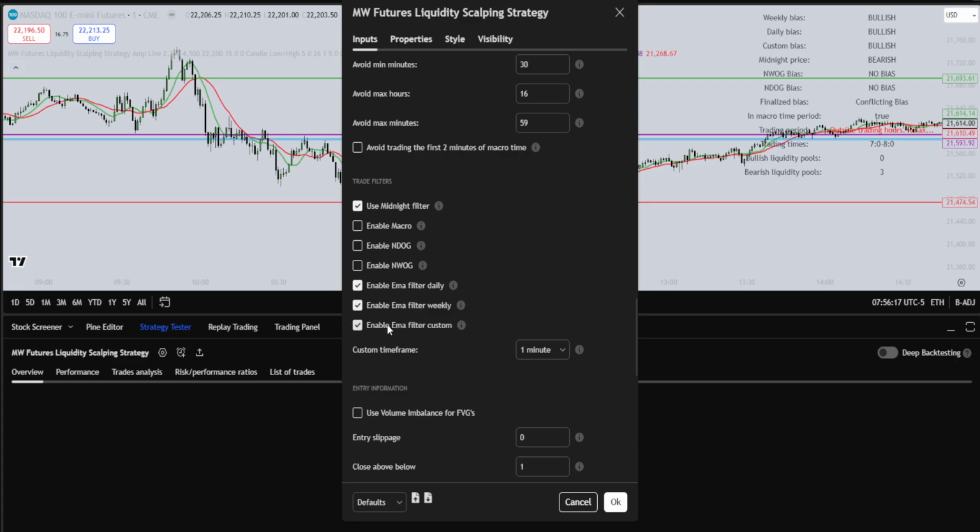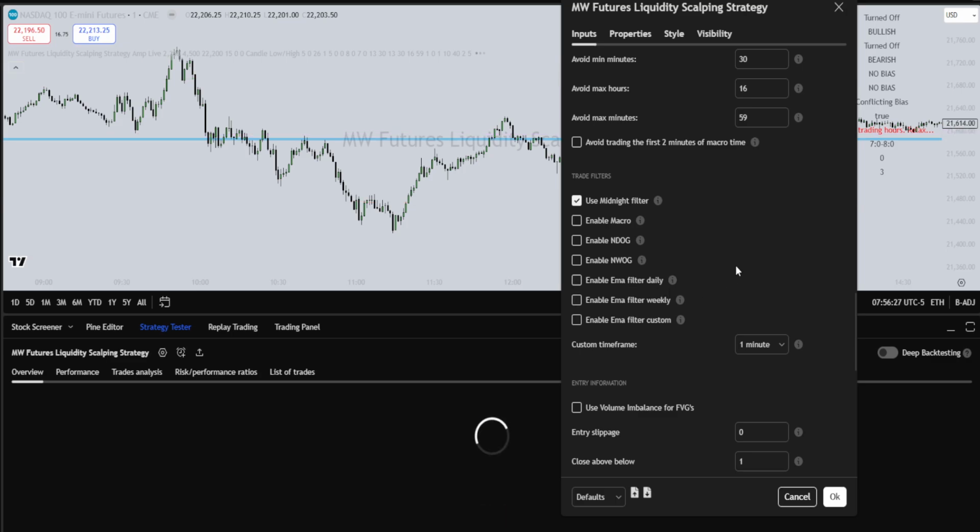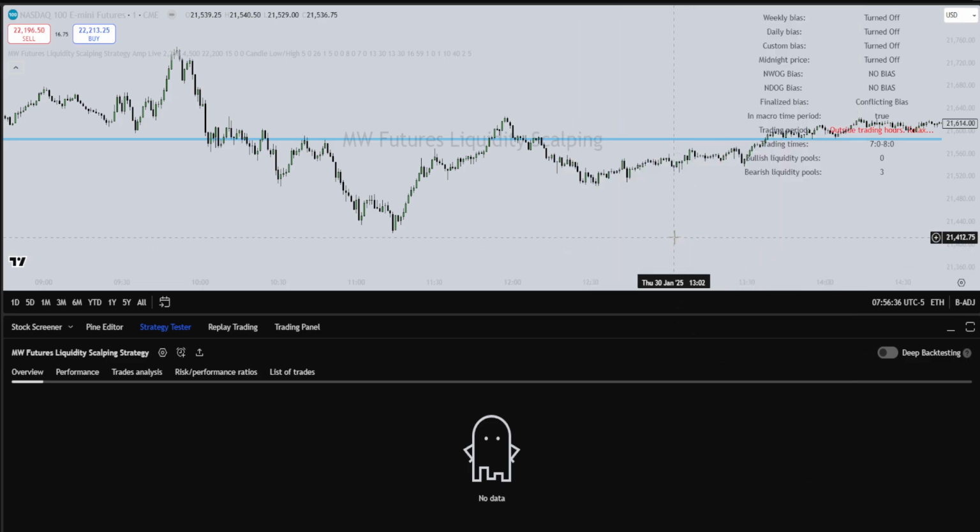All right, let's just remove the custom bias. Also no trades. Weekly bias, also no trades, I think. Daily bias, also no trades. Use midnight, also no trades. Okay, we see that we do not have any trades in the past 28 days using these settings.